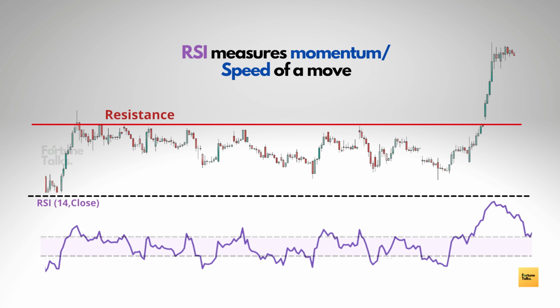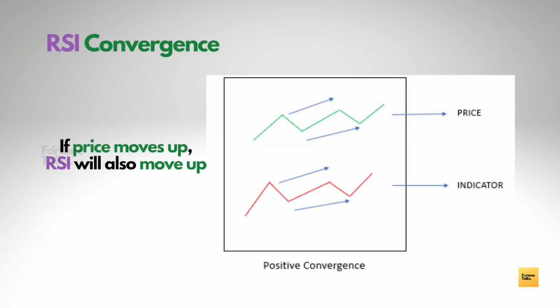So basically RSI is a momentum indicator and it measures the speed of a move. So if the speed is increasing, the momentum will be building or increasing. In this particular scenario, I am talking about RSI convergences. RSI convergence occurs when the RSI direction mirrors the price trend. For example, if the price of a security trends upwards, then the RSI will also trend upwards. This is what I mean by RSI convergence.